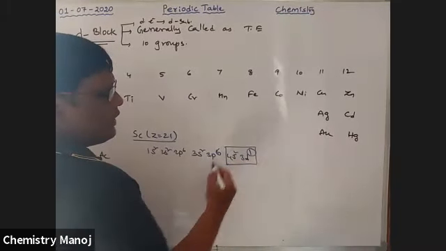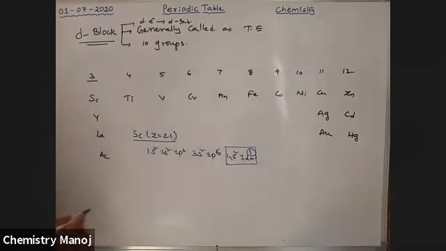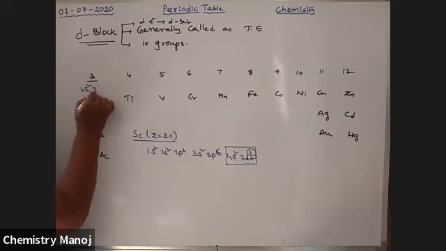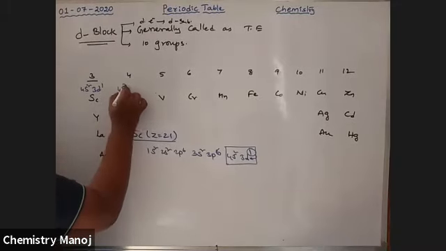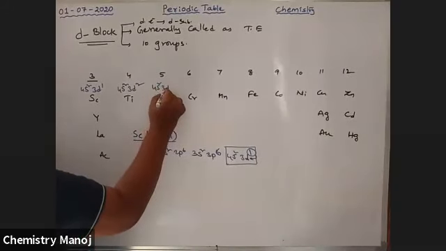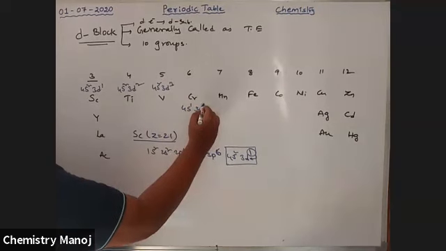Now, this is the outermost electronic configuration. Here the last electron entered into the d orbital, that is why these are called D block elements. So for scandium, 4s2 3d1 is the outermost electronic configuration. For the next, 4s2 3d2. For this, 4s2 3d3. For this, 4s1 3d5.